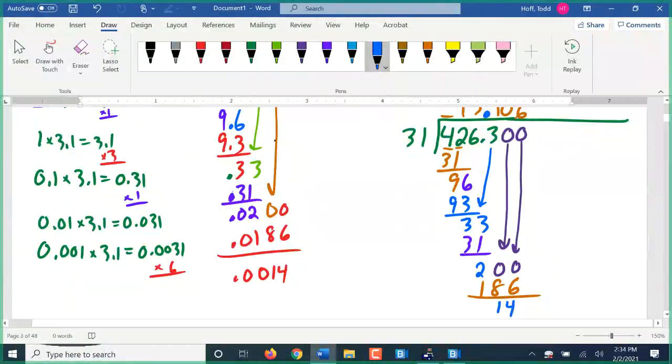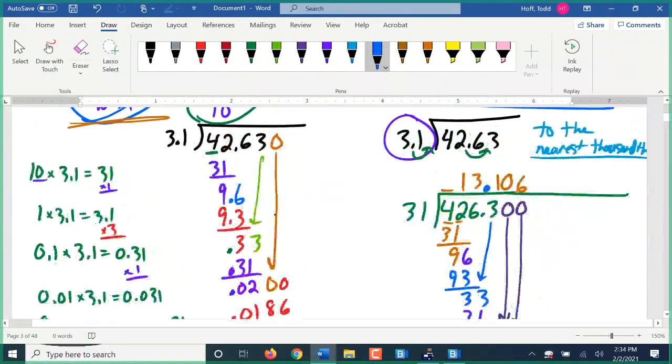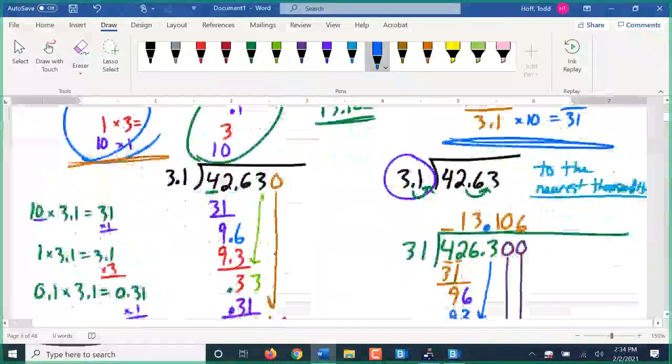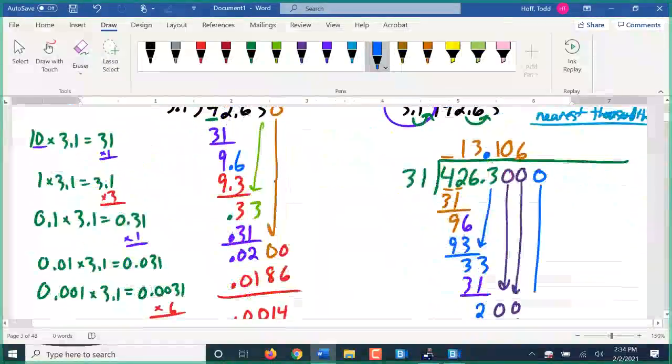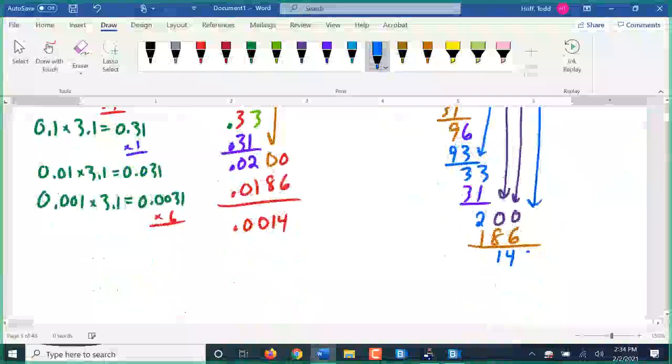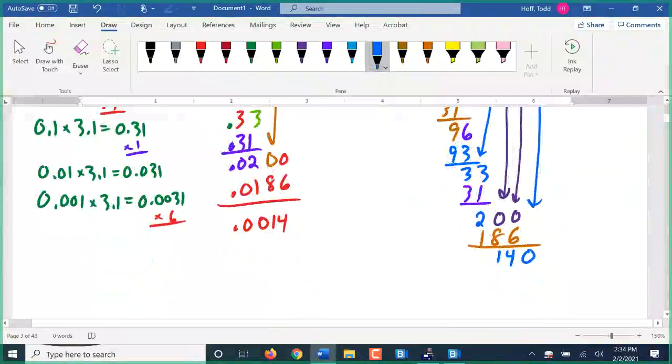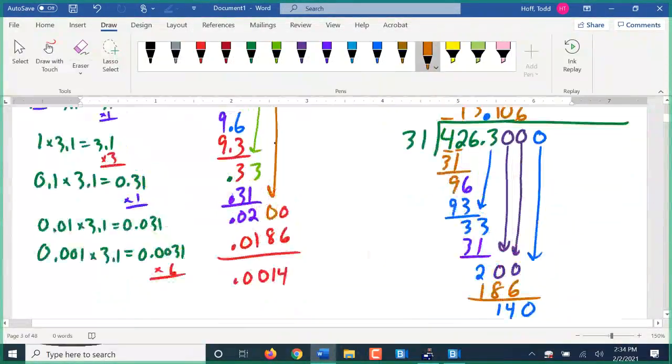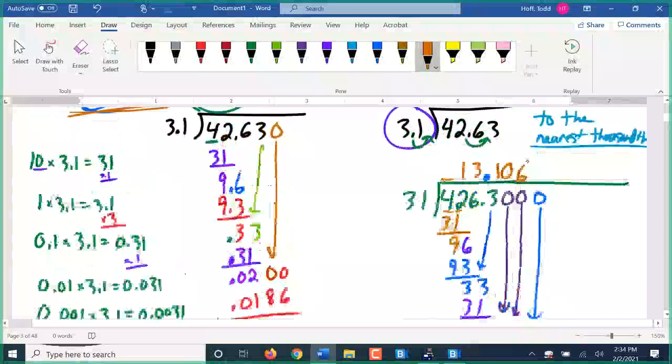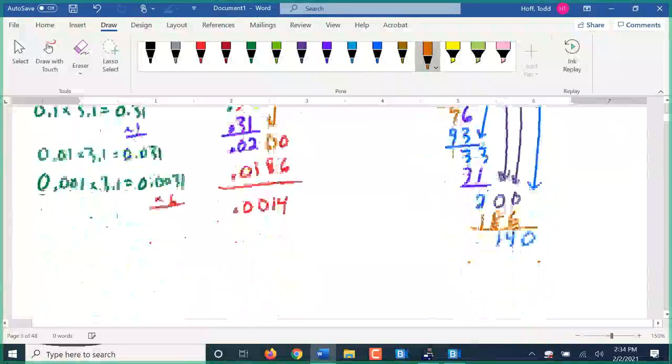Well, we said we wanted to the nearest thousandths. That is the thousandths place. Can we stop there? And the answer is no. You've got to add one more 0 and bring it down. That'll be 140. 31 goes into 140 4 times. 4 times 31 is 124. So there's 16 left over.